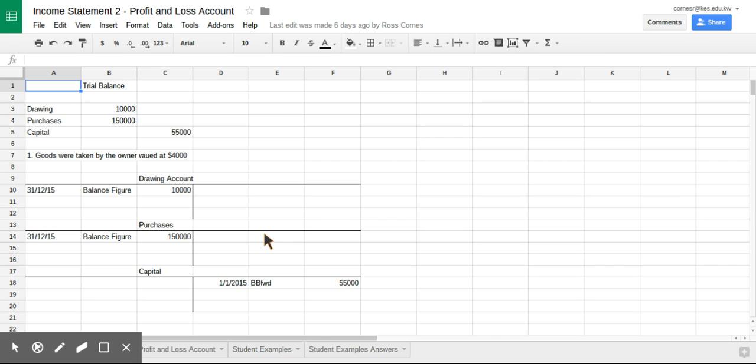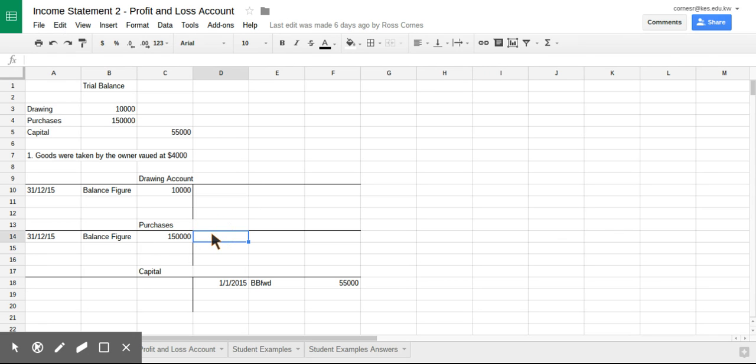The first one is when goods are taken out of a business for the owner's own use. Up until now, all we've ever done is always debited our purchases account, because we've gained a non-current asset, and therefore the assets of the firm go up, and also purchases are an expense of the business during the course of the year. But here we're told the owner's actually taken some of those goods out, 4,000.